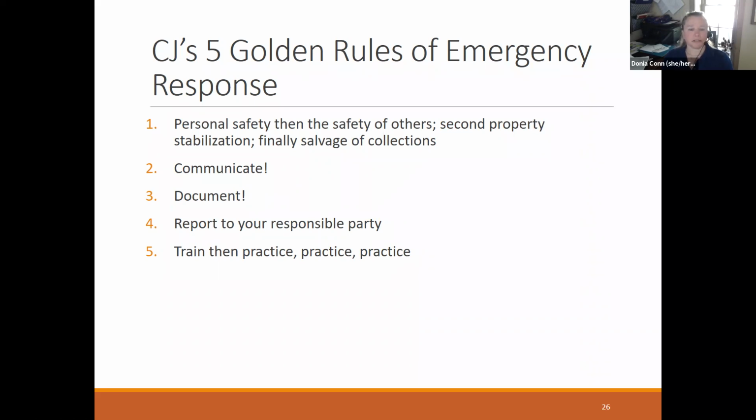Report to your responsible party. Going back to communication, information flows up to the incident commander and will only flow in one pipeline. You are not going to have multiple T branches coming off of that pipeline. Report to your immediate responsible party. And then train, train, train, practice, practice, practice.